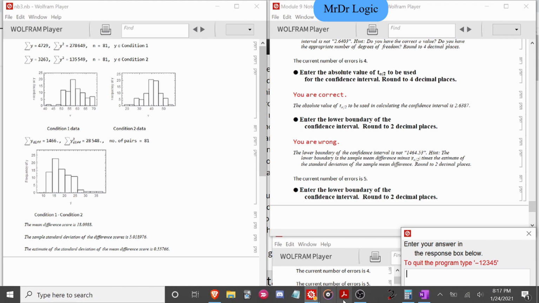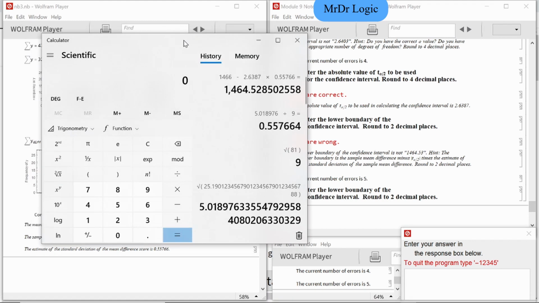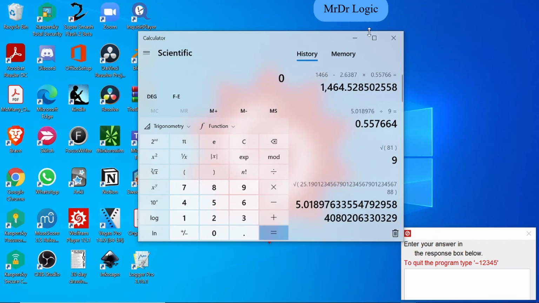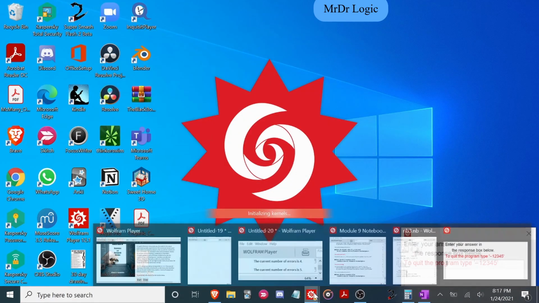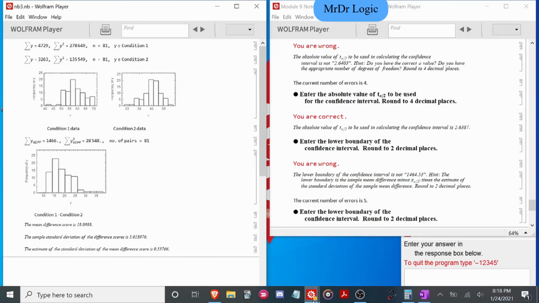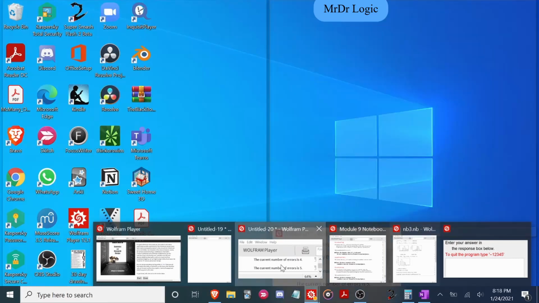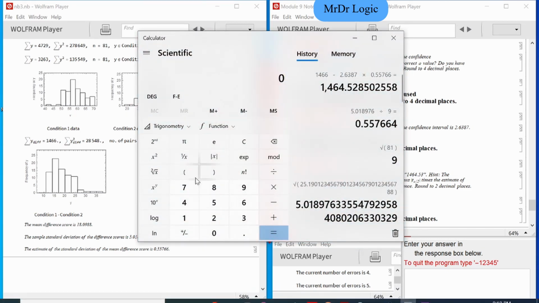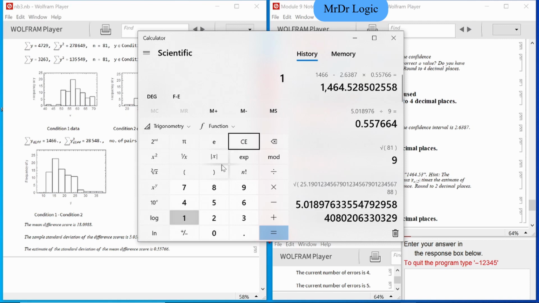Okay, wait, is it the 18? I guess it's the 18. Let's find out. Oh, fantastic. I only need you, and you. My pitiful reminder. Is lower boundary sample mean difference. So I guess it's the 18. My mistake. I apologize for misleading you.